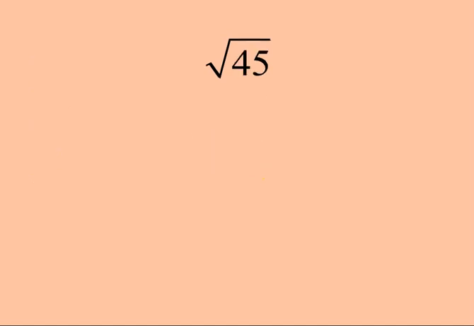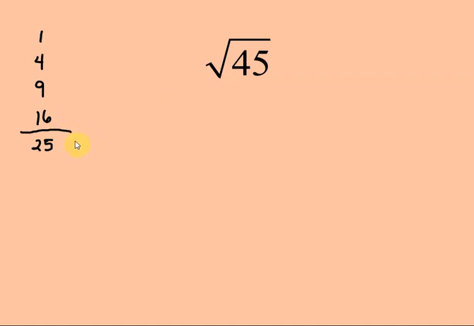Let's try another one. Here we need to find the square root of 45. Again, 45 is not a perfect square. I'm going to list out several perfect squares first. Okay, so like I said before, we're going to take half of the number. Half of 45 would be 22 and a half, so that would fall right here. So again, any factors of 45 would have to be smaller than that.